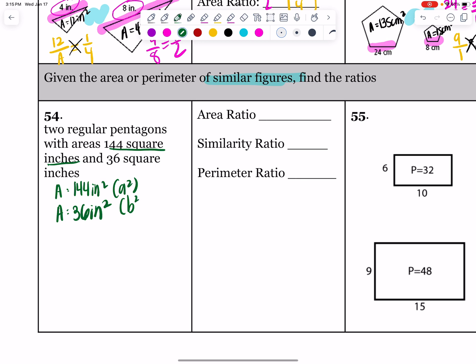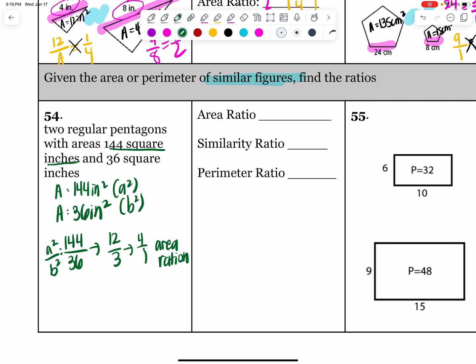This is your A squared and your B squared. So I can put them in a ratio, 144 over 36. And 144 over 36 is going to be 12 over 3, which is 4 over 1. Let me double check that and make sure. 144 divided by 36 is 4. Okay? So my A squared over my B squared is 4 over 1. That is my area ratio.